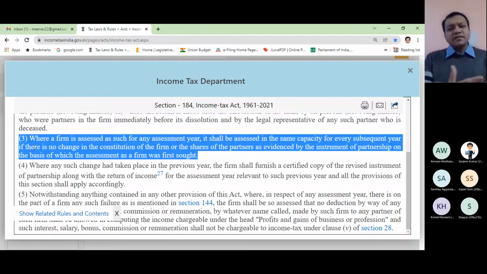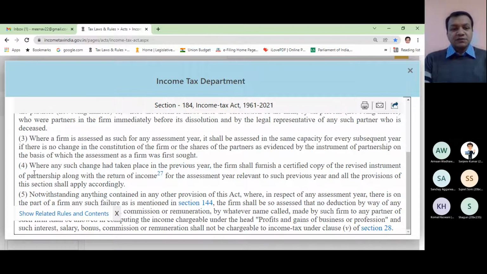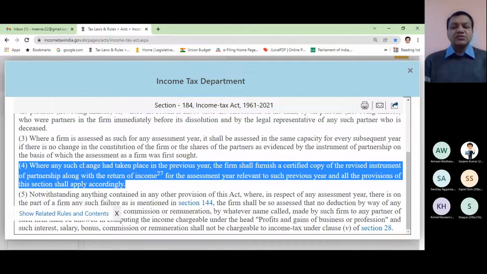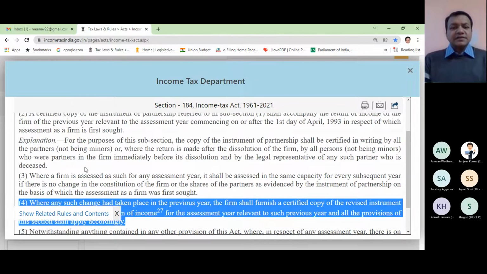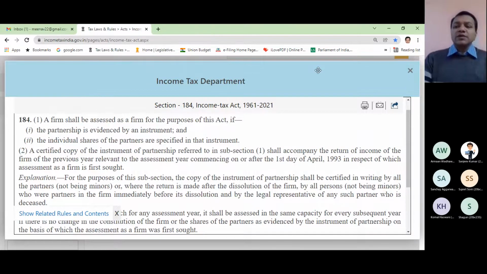When any such deed exists, every year a firm can be assessed as a partnership firm. But in case there is any change in the constitution of the firm, that is subsection 4, then you must have a revised partnership deed. That's it. So 184 talks about only theory conditions.